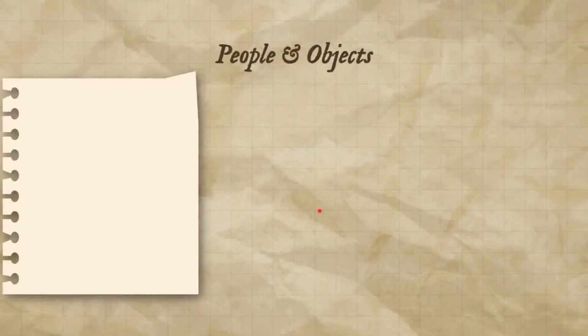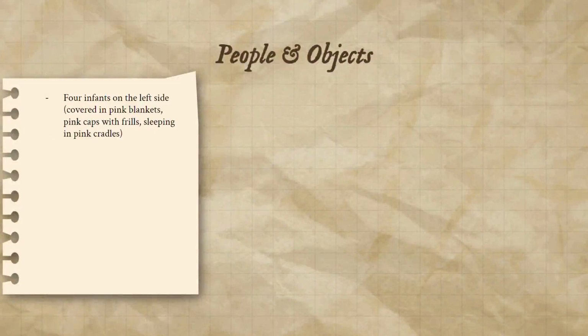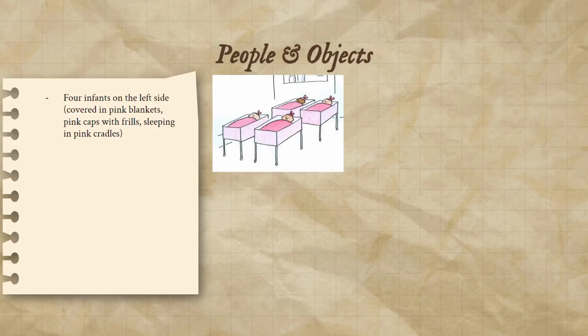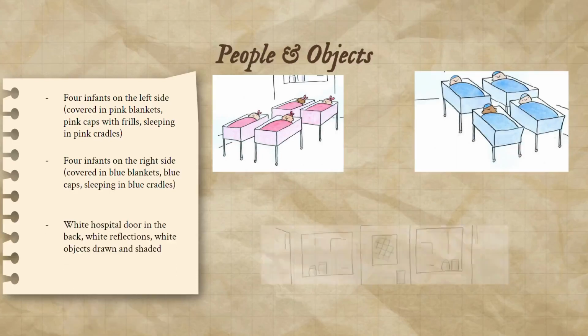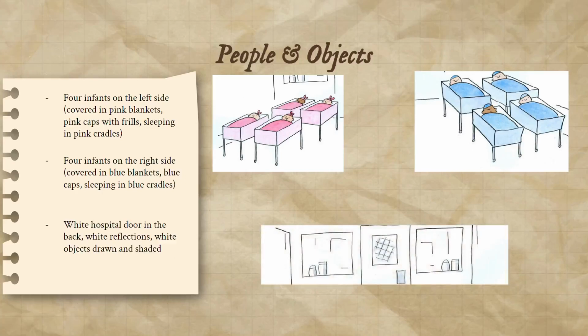Let's now analyze the elements in the image. There are 4 children on the left side, all covered in pink and sleeping in pink cradles. Vice versa on the right side. There are 4 kids all covered in blue and sleeping in blue cradles. The door in the center is white, as well as the background and the reflections.